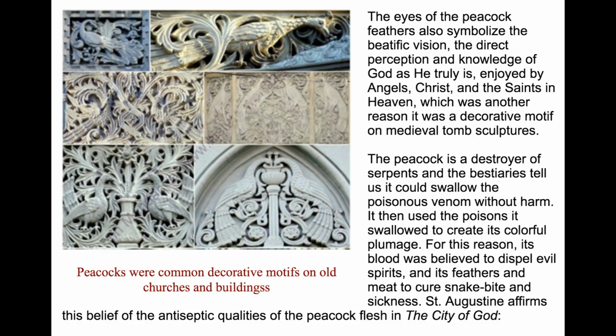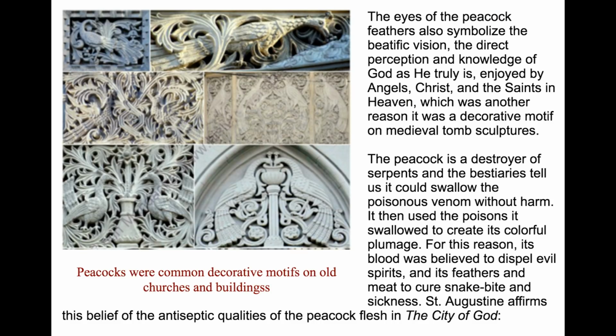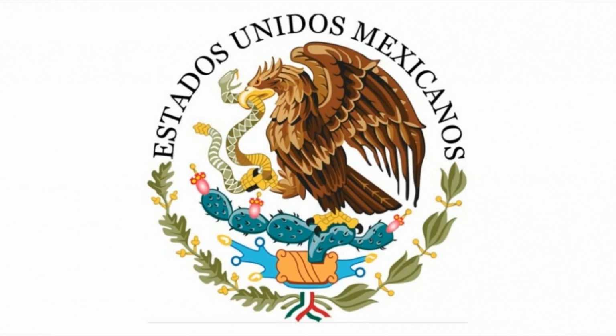Okay, the peacock is a destroyer of serpents, and the bestiaries tell us it could swallow the poisonous venom without harm. Now, is that a good thing? Because I know that there's a duality to the serpents. There is a part where the serpent means knowledge or wisdom, right? So is the peacock destroying wisdom or knowledge? It could refer to that as well, like the eagle eating the snake on the Mexican flag. So remember, the eagle is another representation of the phoenix.